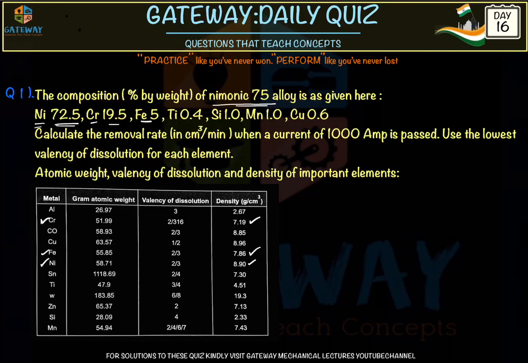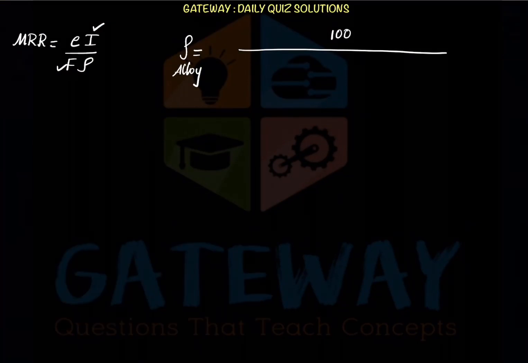Similarly we will mark all the elements required given in the question. We will be using them. How will you use them? It is 100 upon the density of nickel: 72.5 upon the percentage of nickel by weight, 72.5, upon the density of it, 8.9.